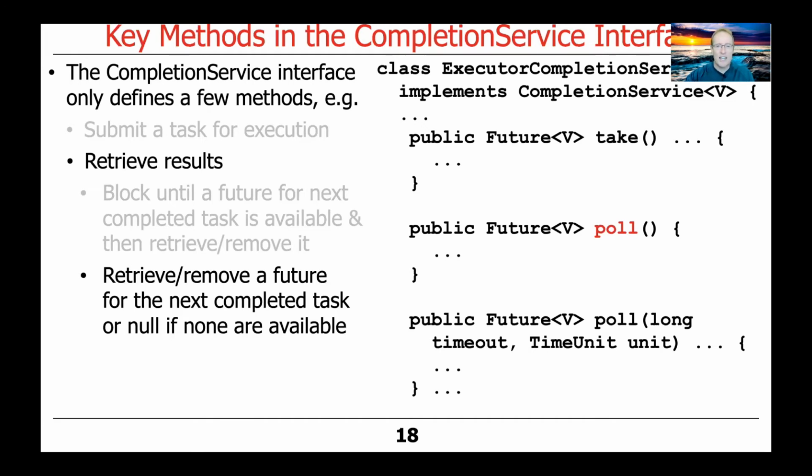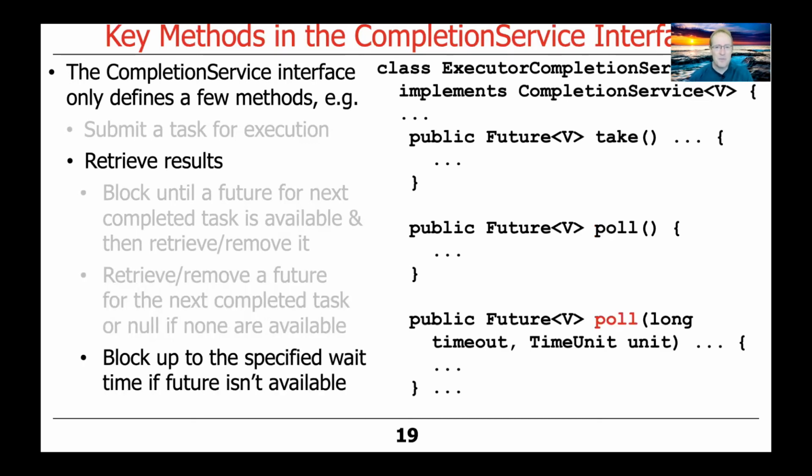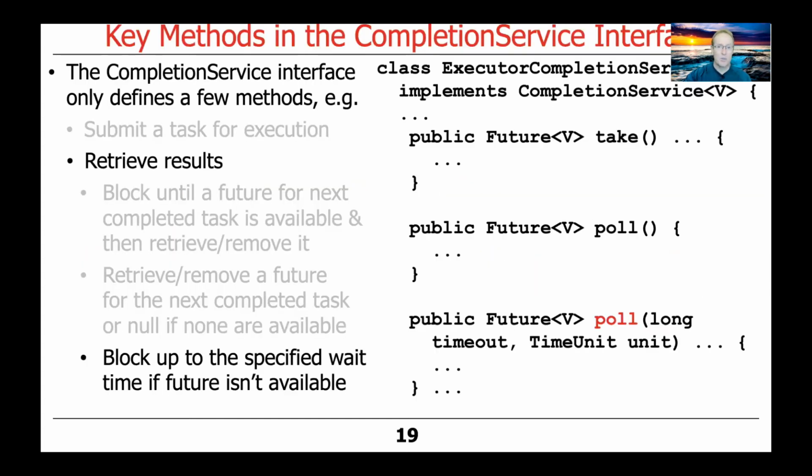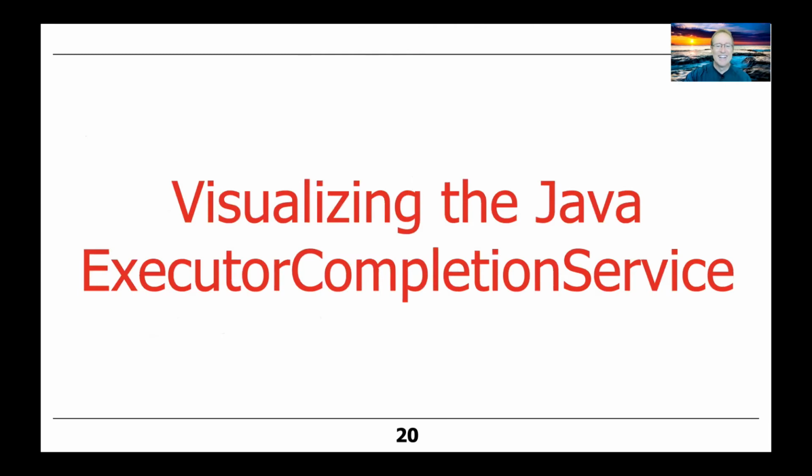So we're just checking it. We're not trying to block. It's essentially a non-blocking get, or retrieve, operation. And then the third method here, the second variant of poll, will block up to the specified wait time if the future is not immediately available. If it is immediately available, it'll give it back to you. Otherwise, it'll wait up to that amount of time, and if it doesn't get it, it'll return, which means it timed out.